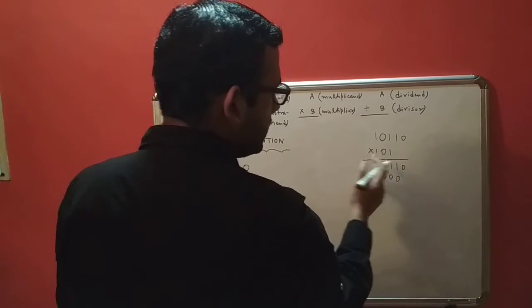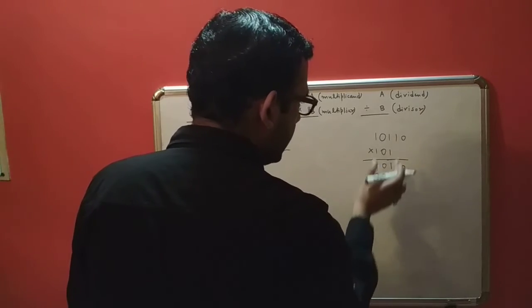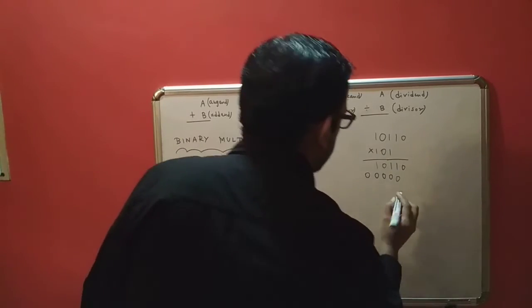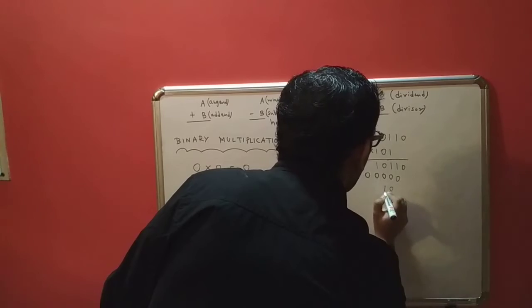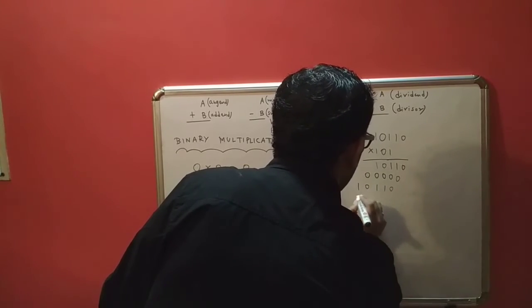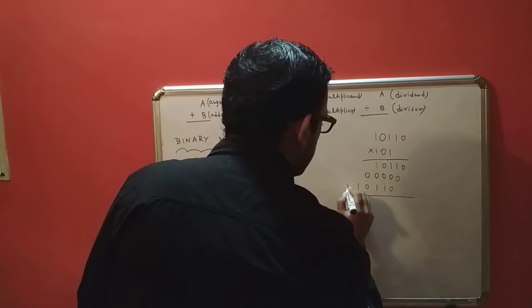And again I get a 1. So again I'll shift one place to the left and substitute the multiplicand this time. So I get 1 0 1 1 0. And now it's simple binary addition.